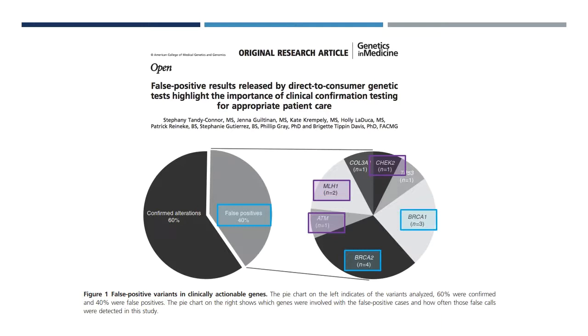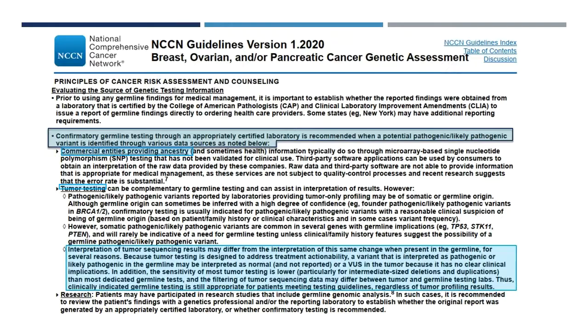In this study, a clinical testing laboratory with extensive history of hereditary cancer genetic testing evaluated 49 samples from patients referred to confirm variants identified using direct-to-consumer raw data. In these patients, 40% of those positive mutations seen in the direct-to-consumer raw data were not confirmed in clinical grade or diagnostic genetic testing. NCCN recommends confirmatory germline testing through an appropriately certified laboratory when a potential pathogenic variant is identified through direct-to-consumer, tumor, or research testing.